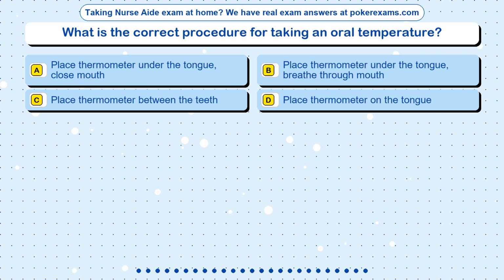Question 11. What is the correct procedure for taking an oral temperature? Option A. Place thermometer under the tongue, close mouth. Option B. Place thermometer under the tongue, breathe through mouth. Option C. Place thermometer between the teeth. Option D. Place thermometer on the tongue.